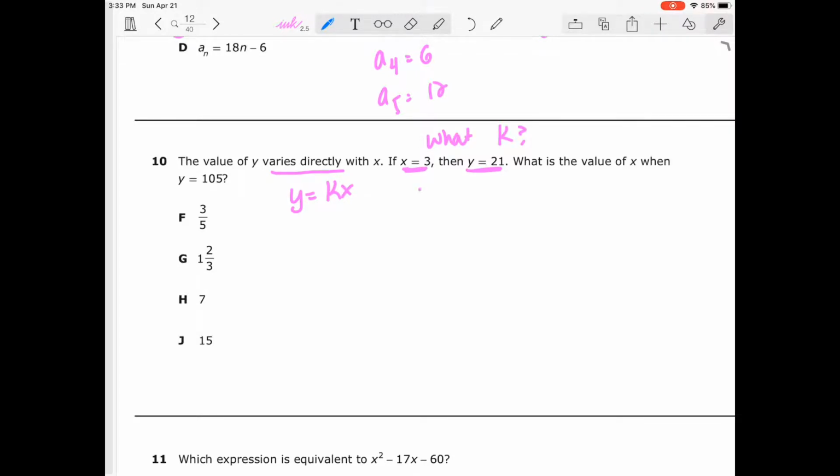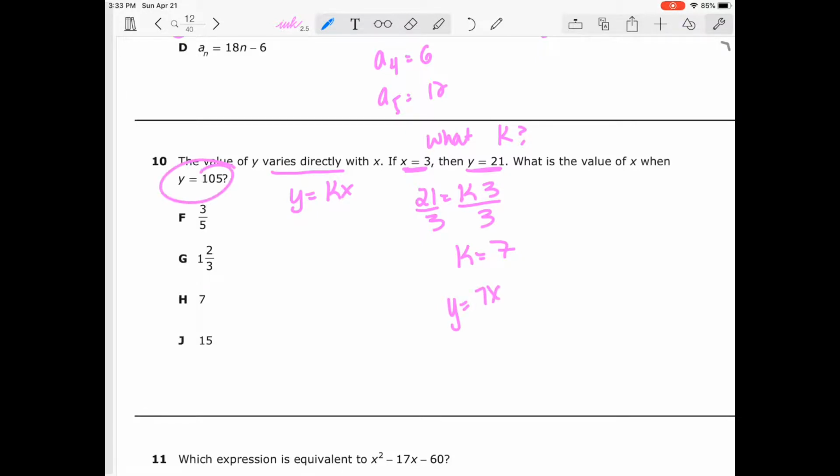So I'm going to plug in 21 for y, and then k times 3, and then I'm going to divide by 3, and that will give me k equals 7. Now our equation is y equals 7x.